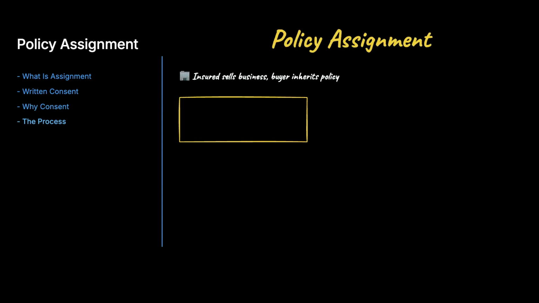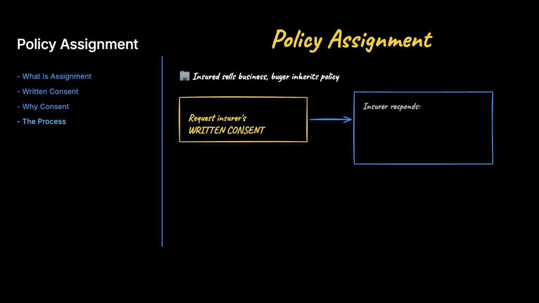Here's how it works in practice. Say your insured is selling their business and wants the buyer to inherit the existing policy. The insured must request the insurer's written consent. From there, the company can agree, decline, or agree but adjust the coverage or premium. If consent never comes, any attempted assignment is void.